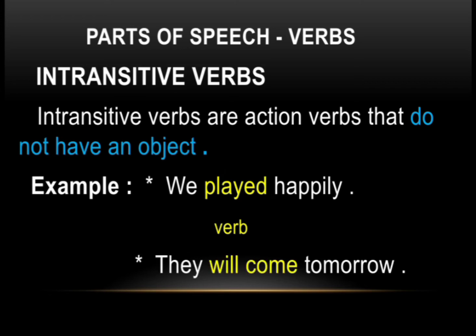The next sentence, they will come tomorrow. Here, will come is the verb. As I told earlier, an object answers to the question what or whom. As the words happily and tomorrow do not answer to the question what or whom, they are not objects and hence these verbs, that is played and will come, are intransitive verbs.